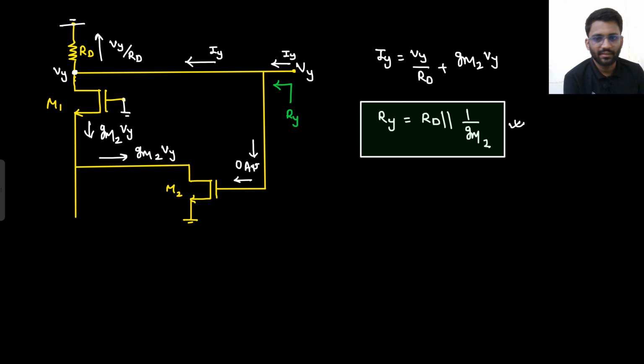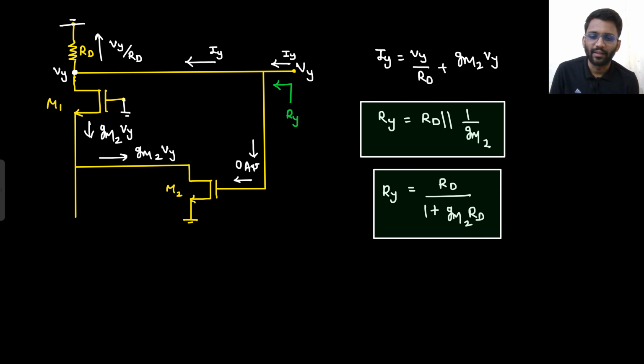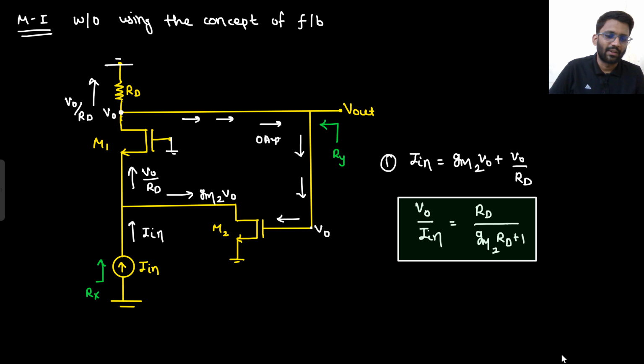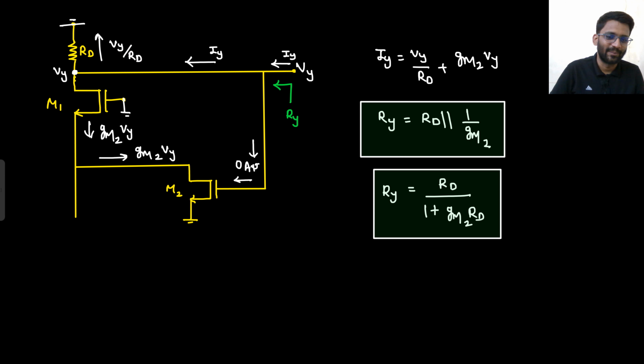Say yes or no. Is that correct? Correct. Is there any issue with that? No issue with that. So what is our final answer? We can write down the final answer of this: Rd parallel with 1 by gm2, so Rd upon 1 plus gm2 Rd. If you solve it, this is what you are going to get. This is your Ry after solving: Rd upon 1 plus gm2 Rd. So are you getting something? I hope you are understanding something here.